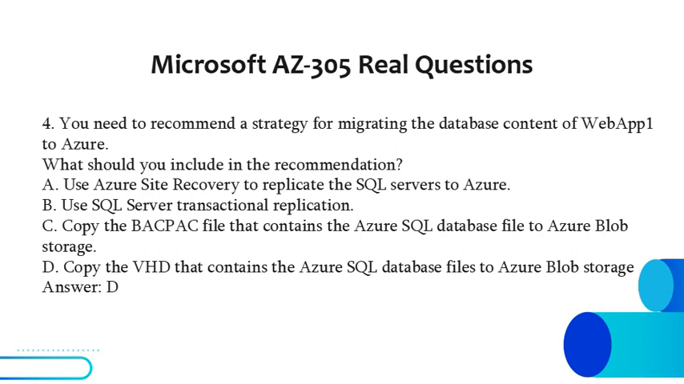4. You need to recommend a strategy for migrating the database content of Web App 1 to Azure. What should you include in the recommendation? A. Use Azure Site Recovery to replicate the SQL servers to Azure. B. Use SQL Server Transactional Replication. C. Copy the BACPAC file that contains the Azure SQL database file to Azure Blob Storage. D. Copy the VHD that contains the Azure SQL database files to Azure Blob Storage. Answer: D.